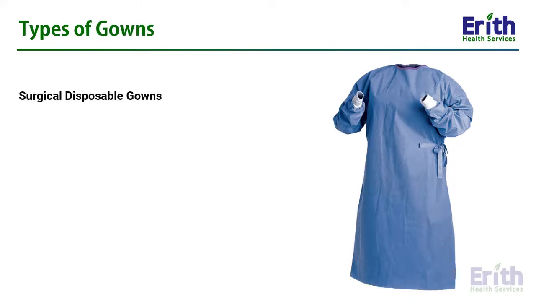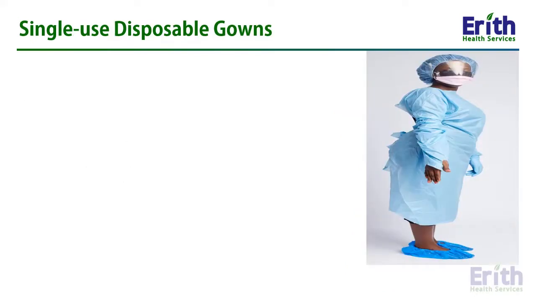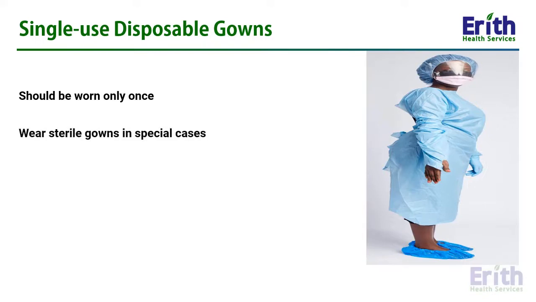Types of gowns. We have the surgical disposable gowns, surgical reusable gowns, which are made of cotton, and single-use disposable gowns. Now we'll take the single-use gowns. Single-use gowns should be worn only once and then discarded in an appropriate receptacle or bin. In special cases, for example caring for patients with extreme burns or extensive wounds, sterile gowns should be worn. Let's take note of that.